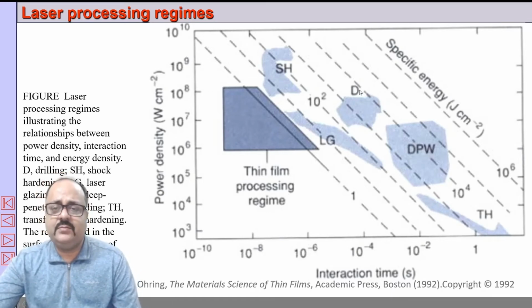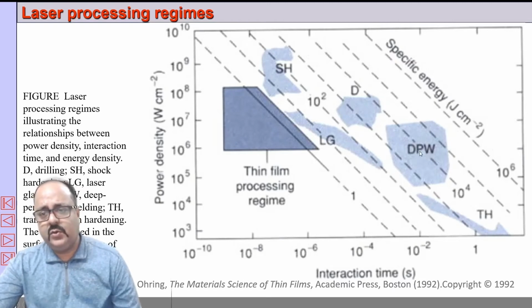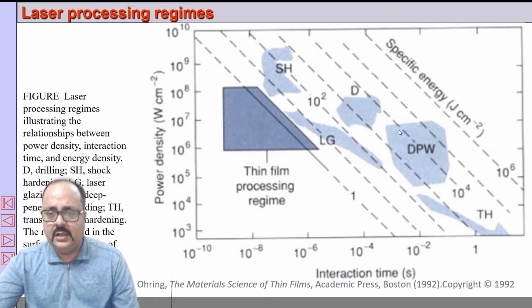So at that high power and less exposure, the laser beam not only melts, it vaporizes the metal and creates a hole. This is called laser drilling. And in this regime, where the power is slightly less compared to that of drilling and exposure time is slightly more, we can go for welding purposes. This is our area, deep penetration welding in laser. And this is transmission hardening. These are the various applications.